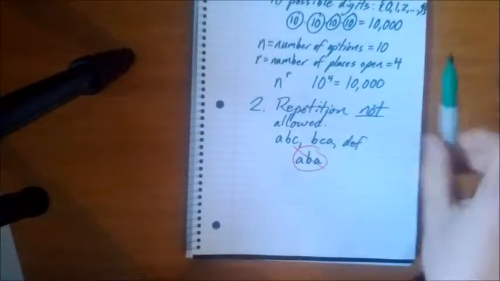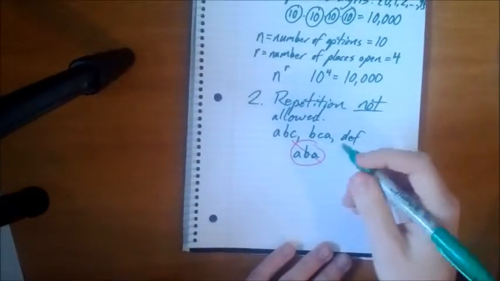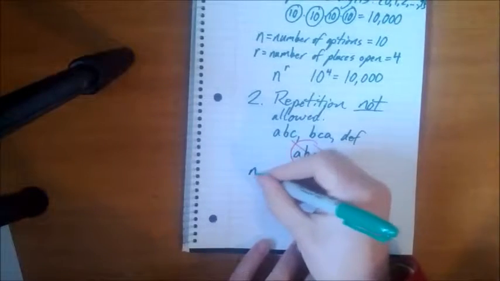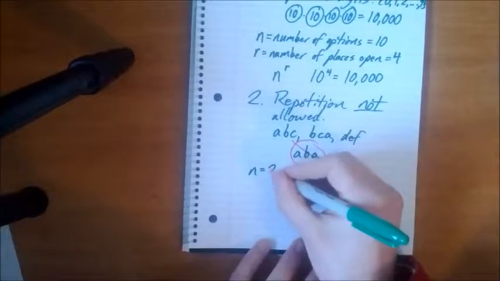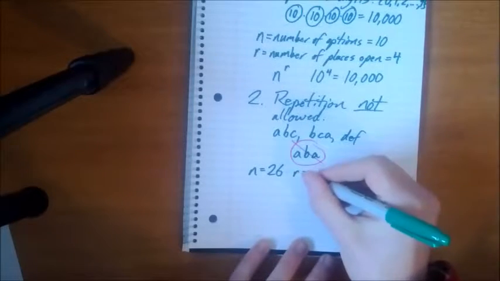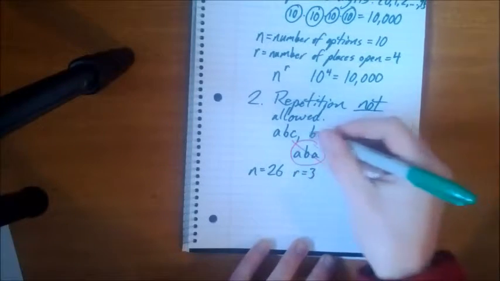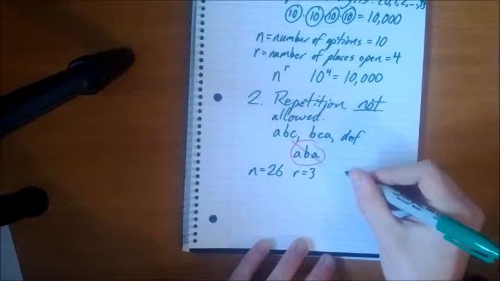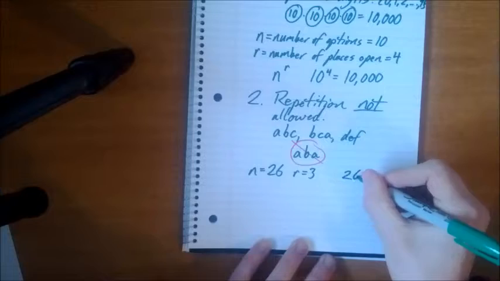We're not allowed to use ABA. So how do we account for that? Well, if we think about this, we have our available letters, N is 26, and R is 3. That's the spaces we have open. So if we choose our first letter, it can be 1 out of any 26.